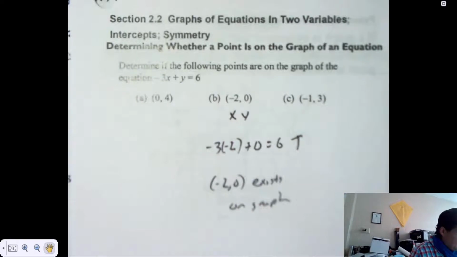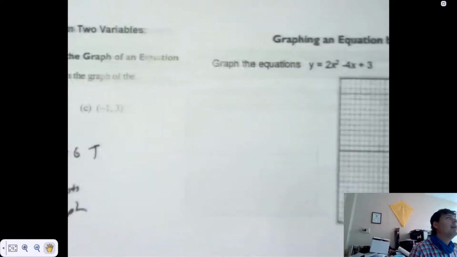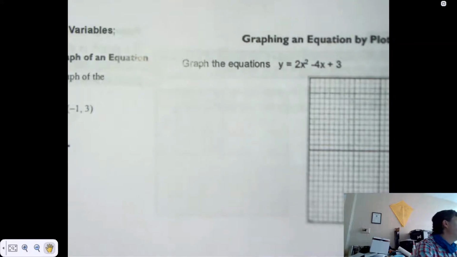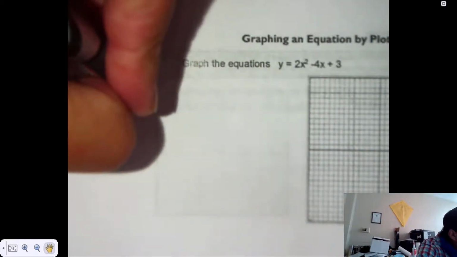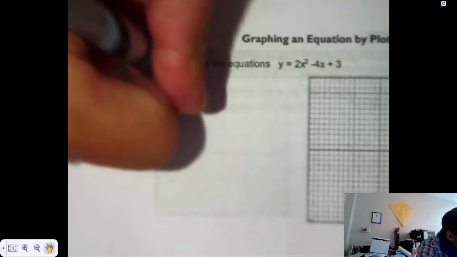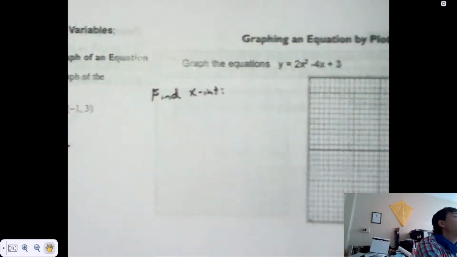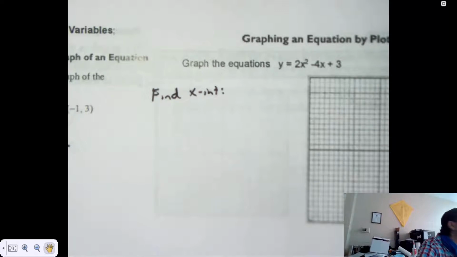All right, let's do the actual quadratic. And this is by plotting points, even though you could go to your TI-84 and type it in. But the whole deal here is just plot points. What we'll do is we'll find the x-intercepts first. How do you find an x-intercept? How do you find x-intercepts? Yes, you cross the x-axis.